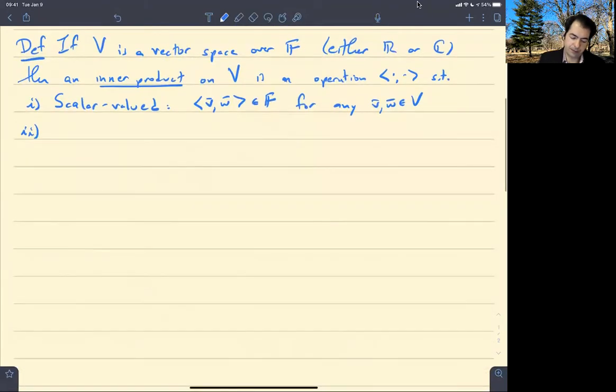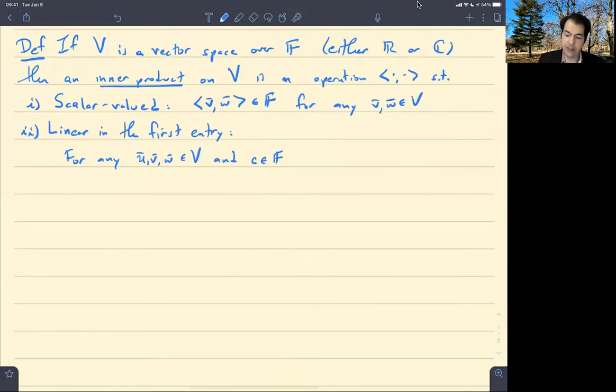Secondly, it is linear in the first entry. So for any vectors u, v, w in the vector space and any scalar c in the field, the inner product of u plus cv with w is equal to the inner product of u with w plus c times the inner product of v and w.